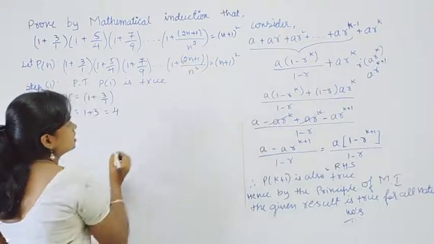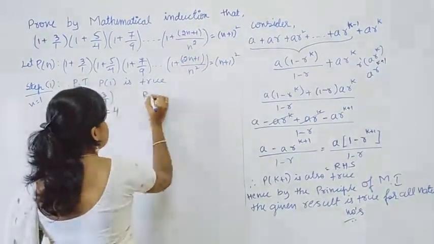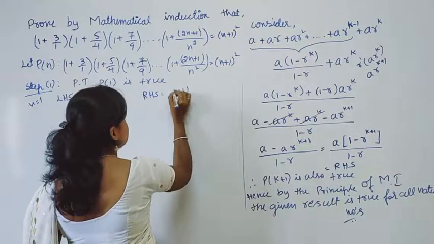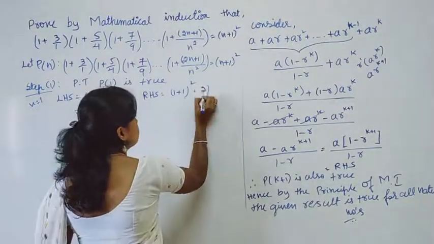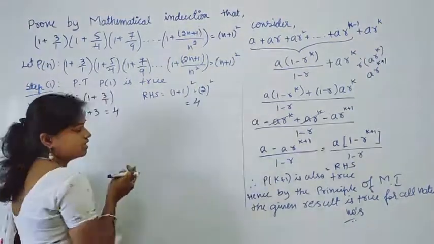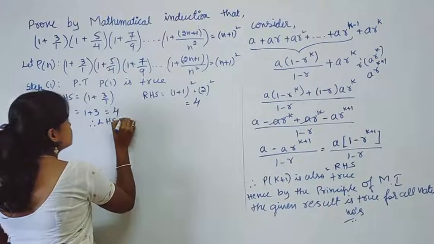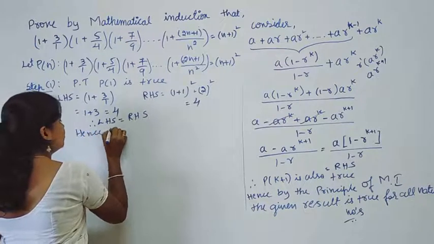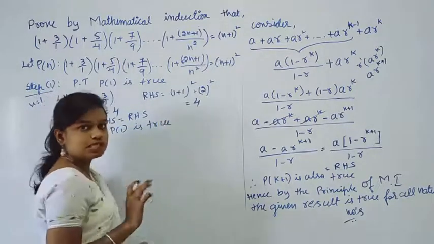When we come to RHS, put n equal to 1. So RHS is (n + 1) whole square, right? 1 + 1 is 2, whole square. 2 square is nothing but 4. So both LHS and RHS are equal to 4. Therefore LHS is equal to RHS. Hence P(1) is true. So the first step is completed.